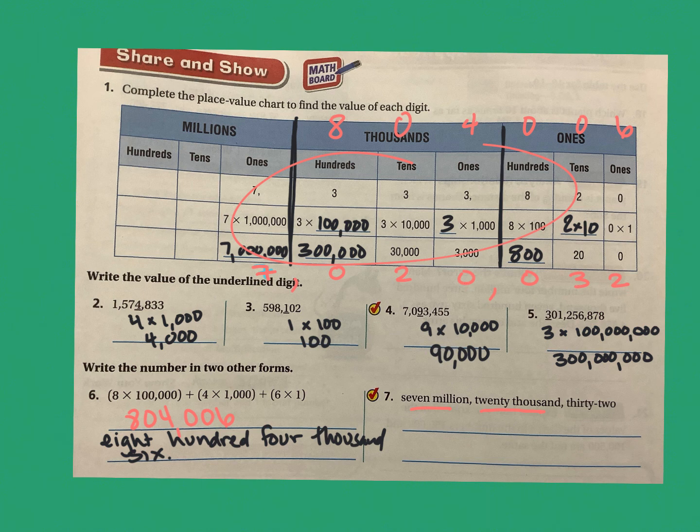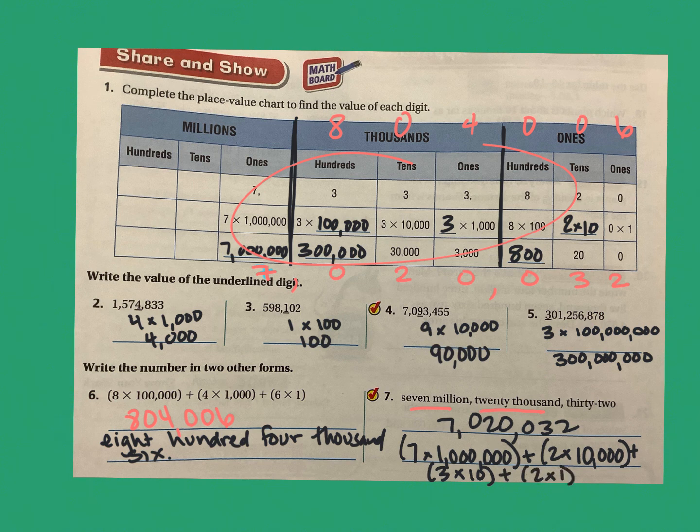7,020,032. So it comes out to be 7,020,032. And in expanded form, that is 7 times 1 million, because that 7's in the millions place, added to 2 times 10,000, added to 3 times 10, added to 2 times 1. There it is in expanded form. Hopefully this all makes sense to you and you can transition this knowledge and be successful in Think Central. Good luck.